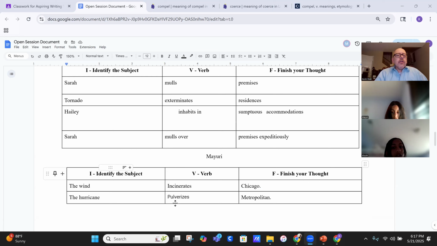Is that the correct usage of the wording? I'm having a real difficult time hearing, and again, it's not your fault. It's Zoom. Is it the correct usage of words?